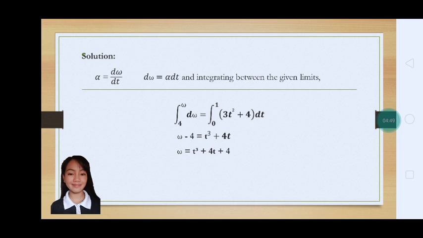Then we move the negative 4 to the other side to get the omega. So omega is equal to t cubed plus 4t plus 4. This is just the equivalent equation, not yet the exact answer.